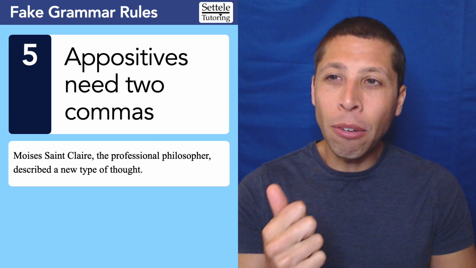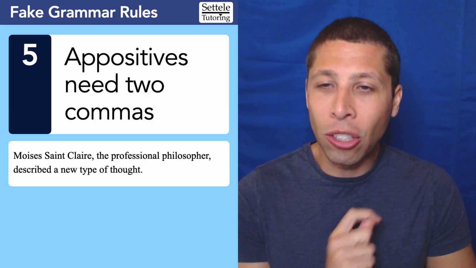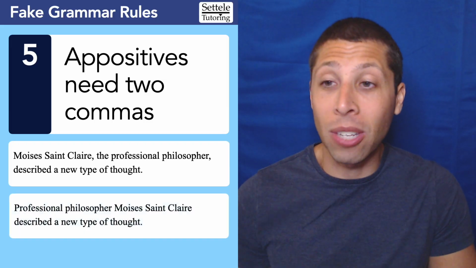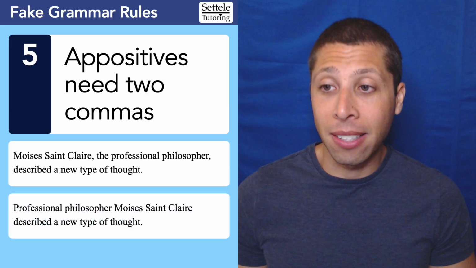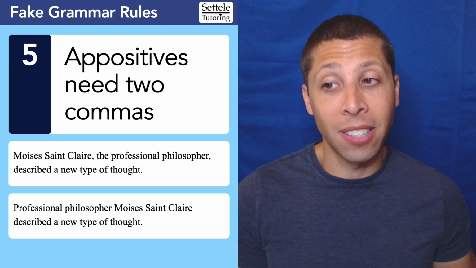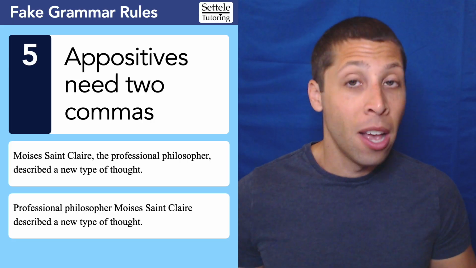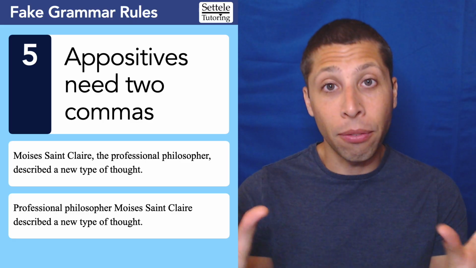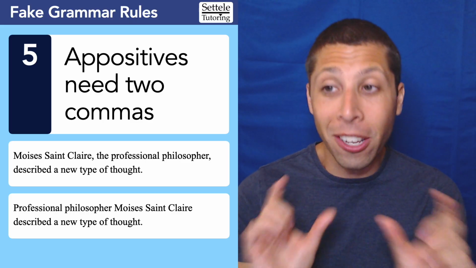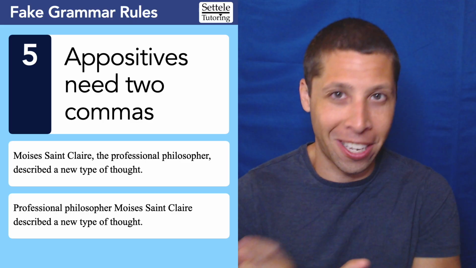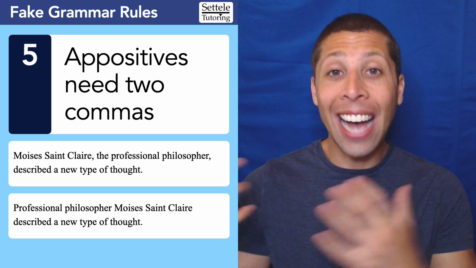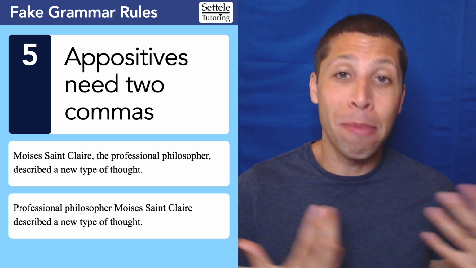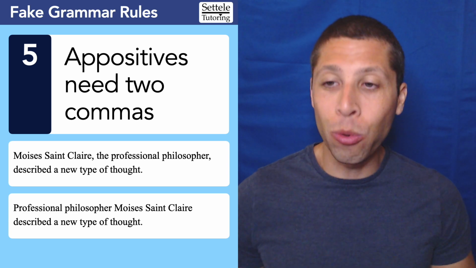But if we slightly reverse this appositive, the punctuation changes, and this is what the SAT is going to use against you. They're going to say something like this. Professional philosopher Moises St. Clair described a new type of thought. Notice that the meaning of the sentence has not changed at all. The only thing we did is we switched around the 2 ways of describing Moises St. Clair. And when we put the title first and the name second, we generally do not use commas.